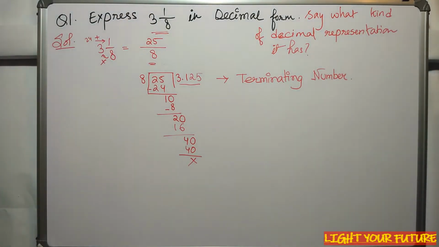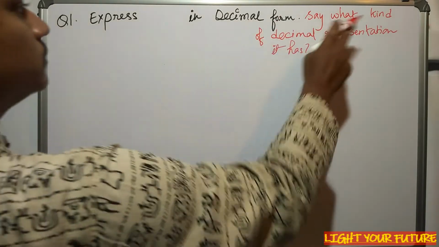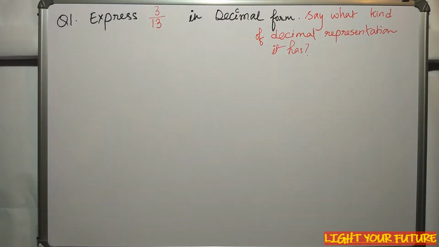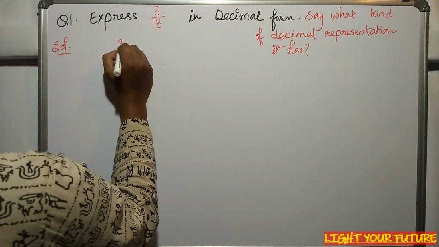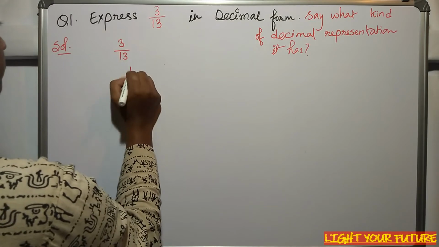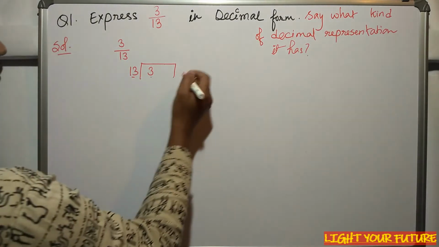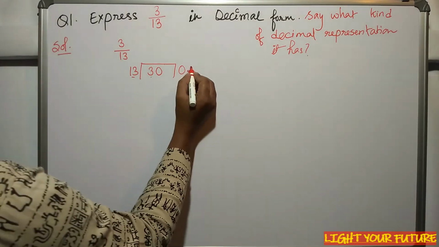Let's move on to the next question. Here the question will remain the same as the previous one. We will just change the fraction. We will write 3/13. And the solution goes this way. First, we will divide 3 by 13. It is clearly visible that 3 is less than 13, so we will put 0 point, and for the point we will take 0.